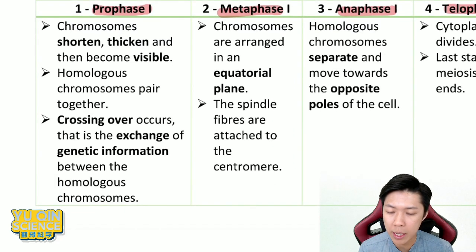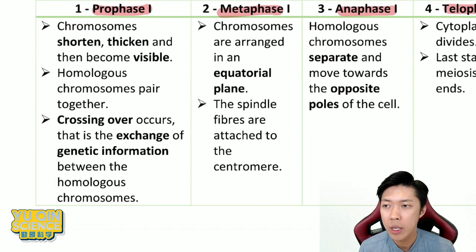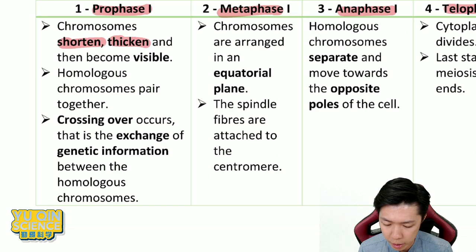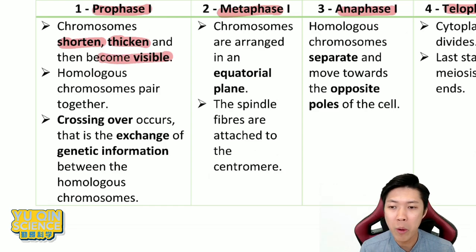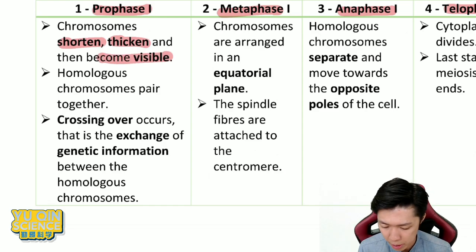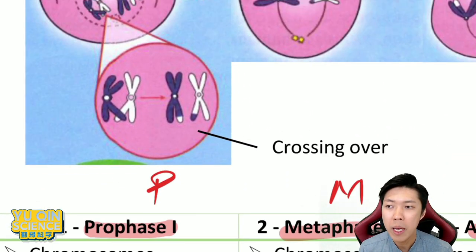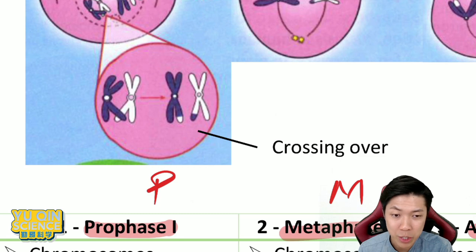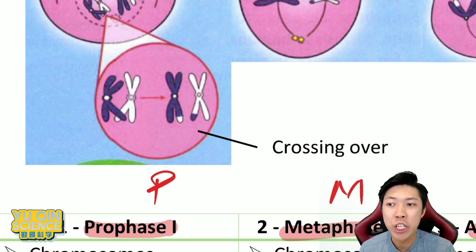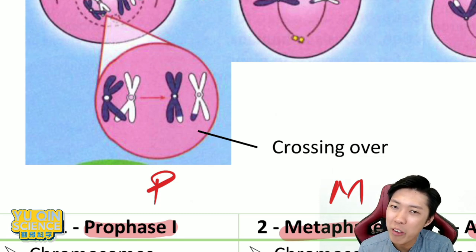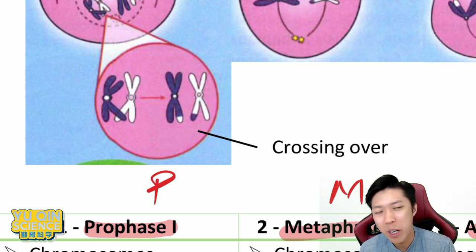Something is different here for meiosis. The first stage, prophase, is similar to mitosis: the chromosomes shorten, thicken and become visible. But there's one extra event that happens, which is called crossing over. Crossing over looks like that. The blue and white, as you can see on your screen, are exchanging a little bit. Like, I give you a little bit of me, you give me a little bit of you.